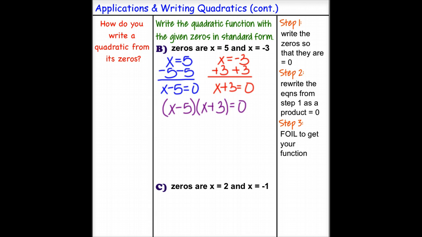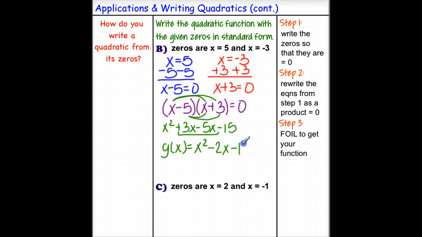So if we FOIL this, x times x is x squared, x times 3 is 3x, negative 5 times x is minus 5x, negative 5 times 3 is negative 15. And so then we combine our like terms, and we get that g of x is equal to x squared minus 2x minus 15.